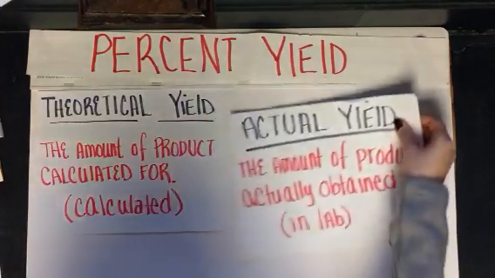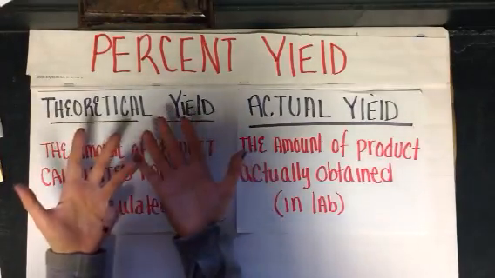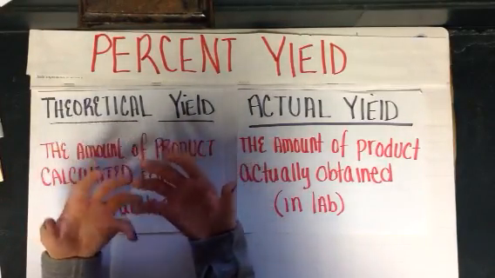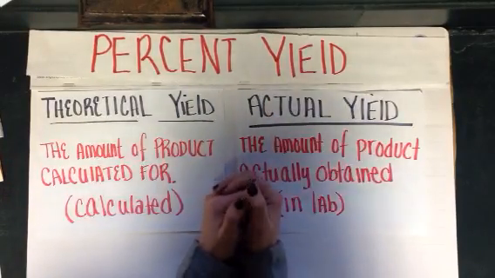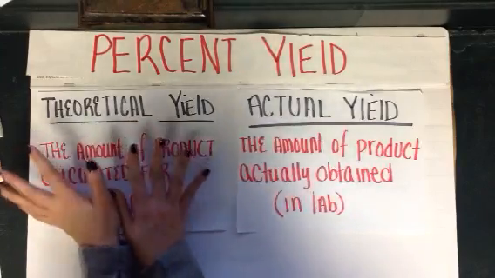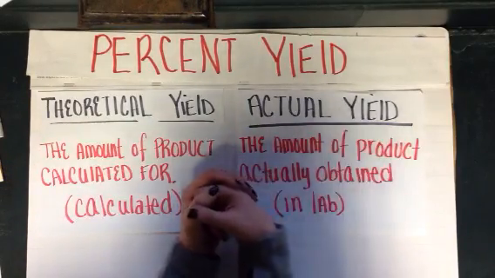Then there's actual yield. Now you actually take this, go into lab and perform it. And when you come out, that amount is called your actual yield. Theoretically, maybe you should yield some number, but in lab, sometimes things go wrong, so you actually get something else, okay?